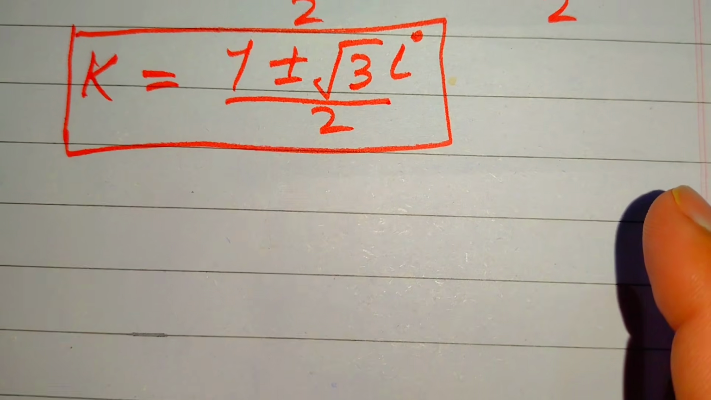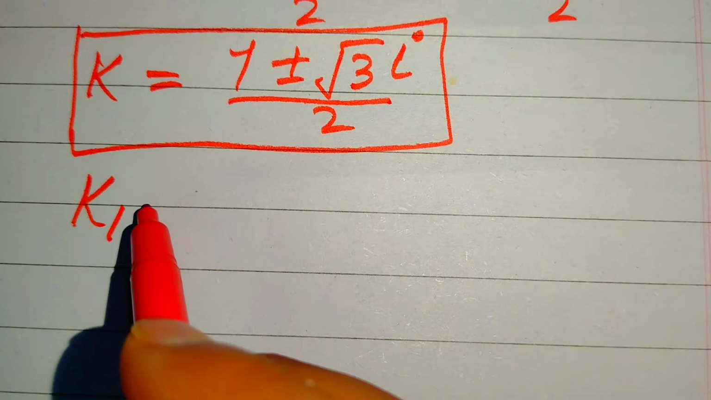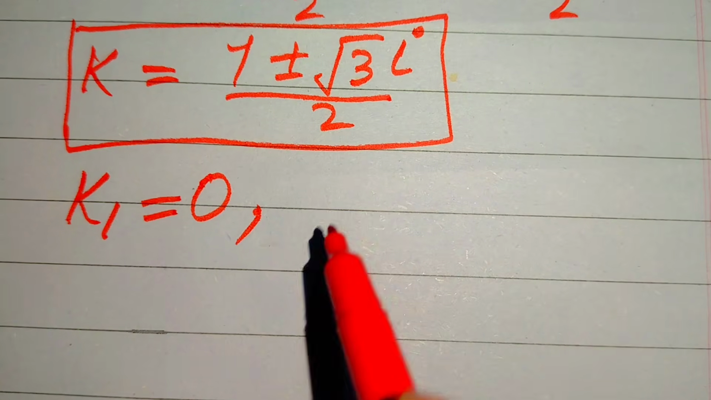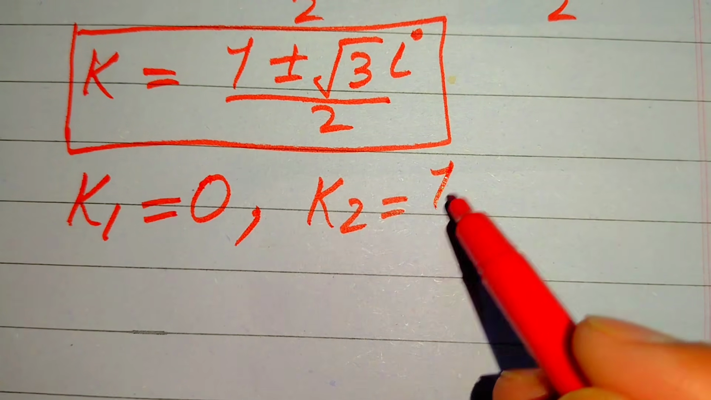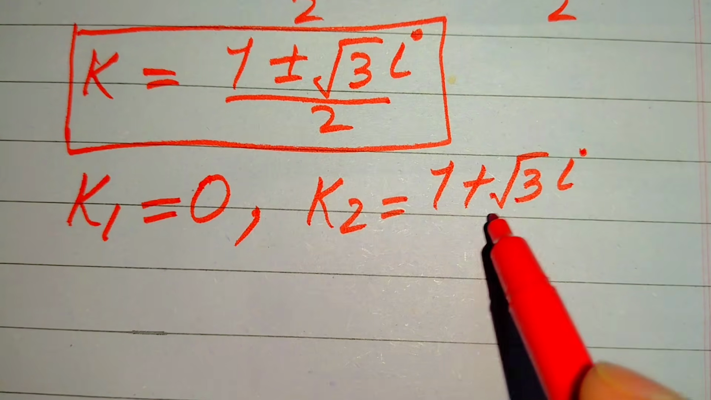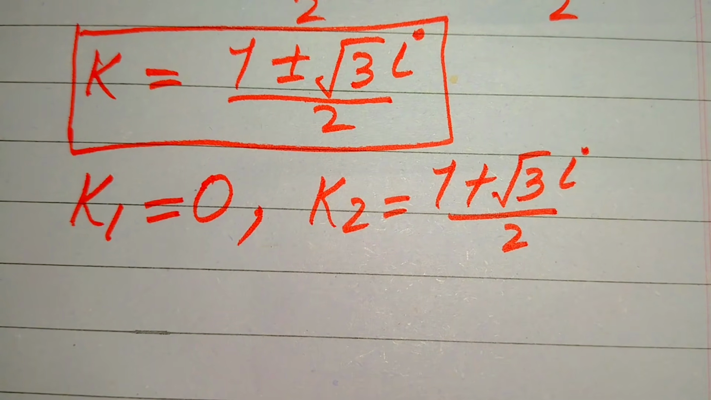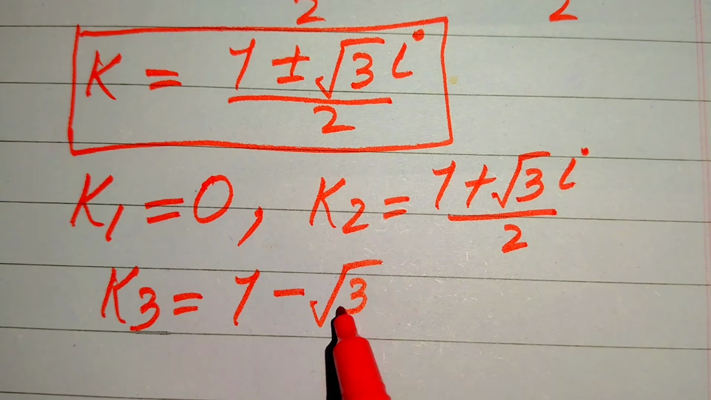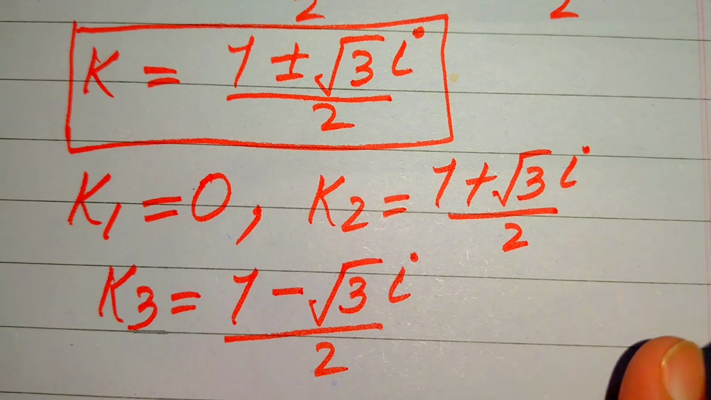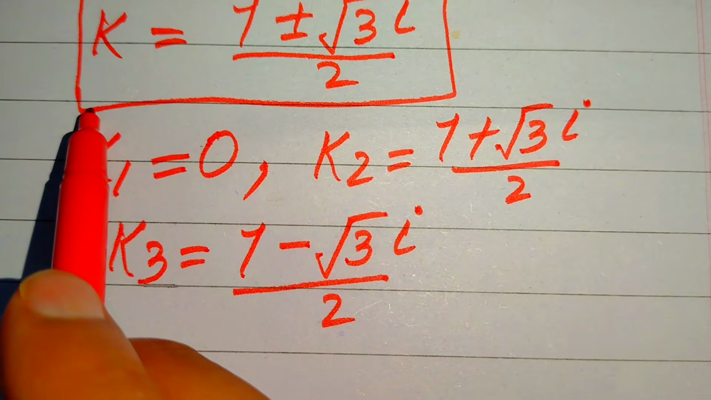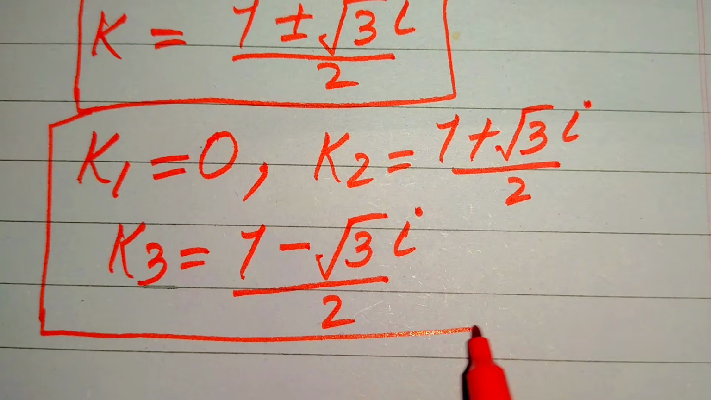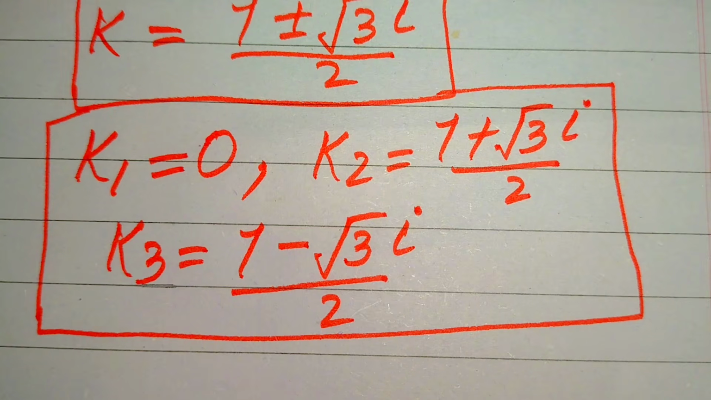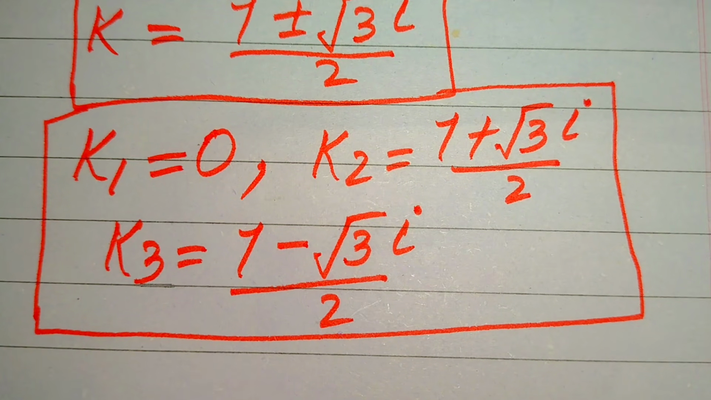So finally we have three roots of the given equation, in which the first root k1 is equal to 0, the real root of the given equation, and k2 is equal to 1 plus the square root of 3 iota divided by 2, the second complex root of the given equation, and k3 is equal to 1 minus the square root of 3 iota divided by 2, the third complex root of the given equation. So finally these are the three roots of the given equation which we get in this method, and this is our final answer to this question.